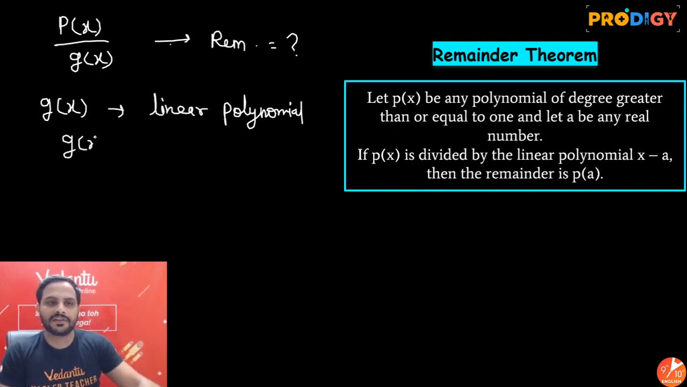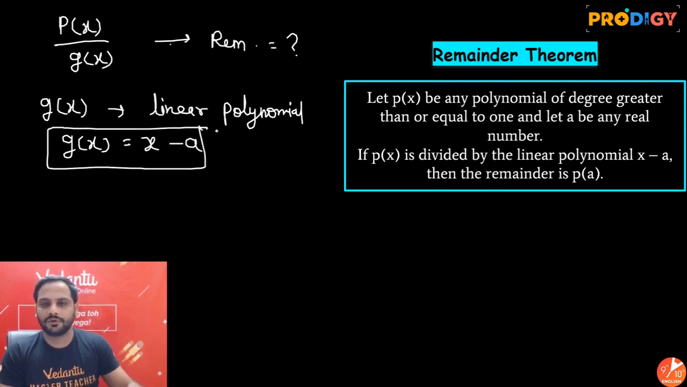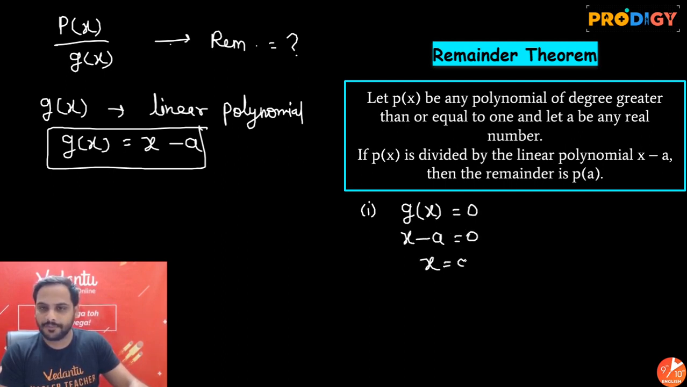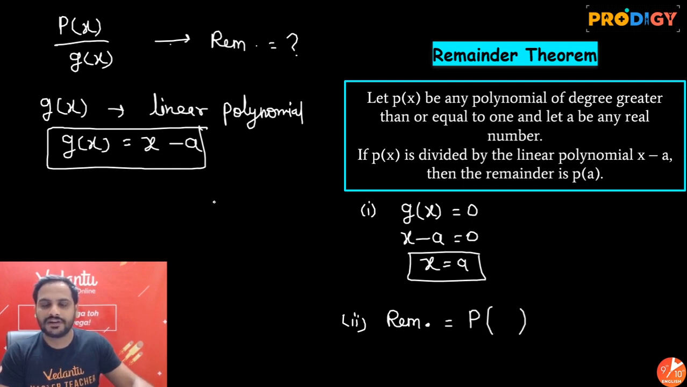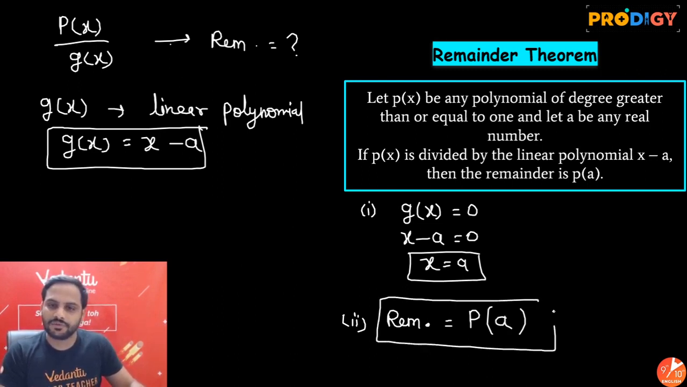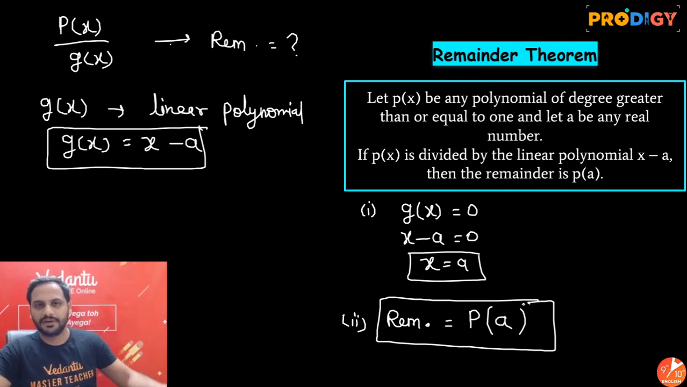Let's say this g(x) is in the form of x minus a. This is suppose the form. So what you will do, step 1, make g(x) equal to 0. So x minus a equal to 0, you will get x equal to a. And step 2, you can directly find out the remainder by finding out the value of the dividend, that is this p(x), at the value of x which you have got in the first step. So p(a). This will give you your remainder. Remainder theorem is an important theorem. Please revise it once. There are some questions in your grade 9th also. You can refer to those questions.